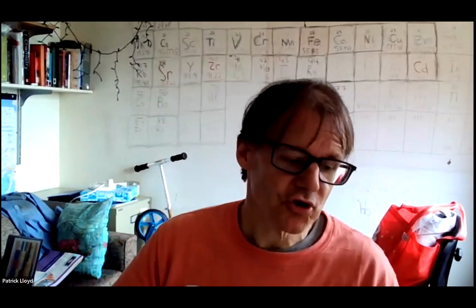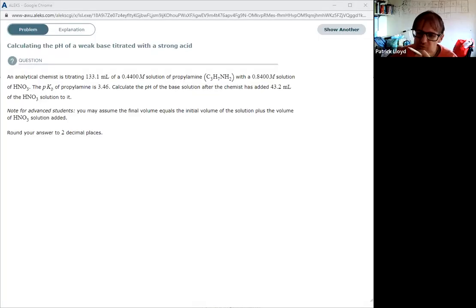Okay, so I'm going to look at a second example of calculating the pH of a weak base titrated with a strong acid. Let's bring one of these up. In the previous example, the strong acid was the excess reactant. Let's take a look at this one.